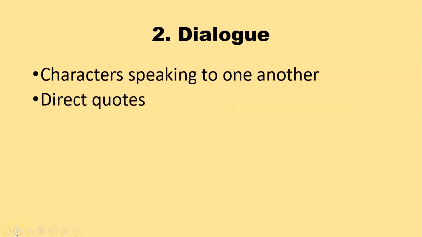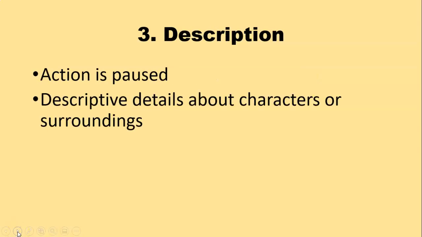Number 2 is dialogue. This mode is just when any character is speaking out loud to another character. These are direct quotes of what the character is saying. Number 3 is description, and during the description mode, action is paused. Instead you are providing descriptive details either about characters or surroundings who are in your story.